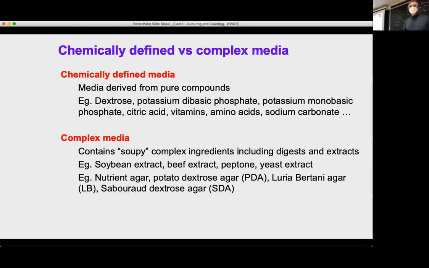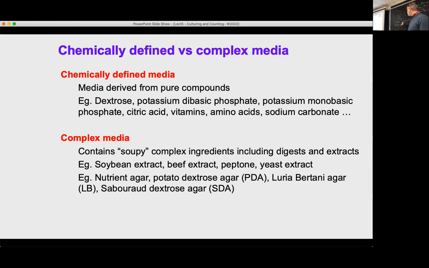Okay, so here's the idea of chemically defined media and complex media again. Chemically defined media is media made from pure compounds. So you always have chemical names: sodium chloride, potassium phosphate. What do I have here? Dextrose, potassium dibasic phosphate, potassium monobasic phosphate, citric acid, vitamins. All of those are chemicals. You can get those in chemical forms.